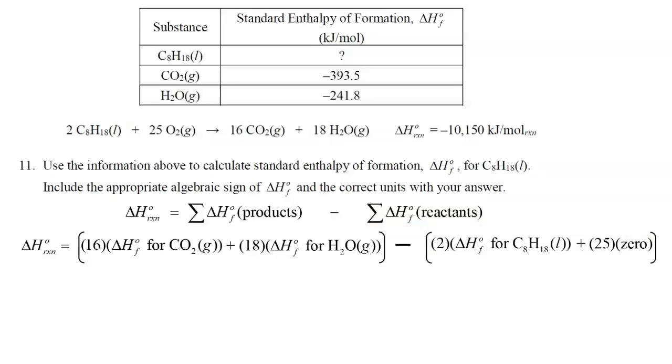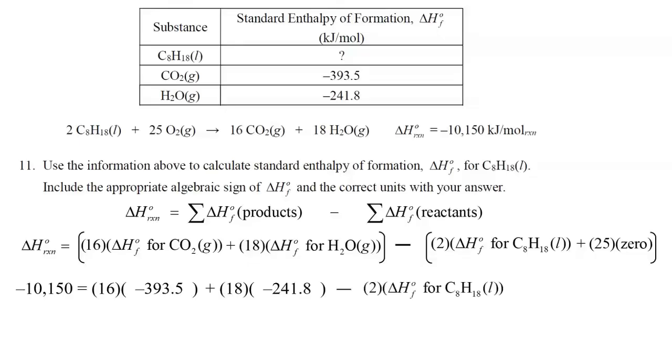All right, let's plug in everything we know and solve for the one thing that we don't know. So the delta H for the reaction overall is negative 10,150 kilojoules per mole of reaction. For CO2, the standard enthalpy of formation is negative 393.5. And then for water vapor, the standard enthalpy of formation is negative 241.8. So those are all my products. And then for my reactants, since I don't know the standard enthalpy of formation for octane, I'm not going to put a number in there yet. It's like I'm solving for X or I'm solving for an unknown.